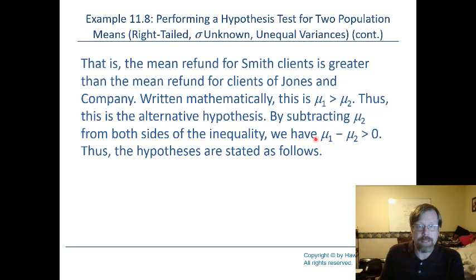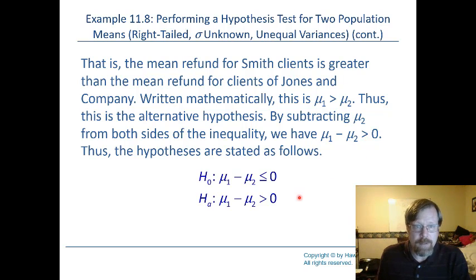As we saw in section 11.1, we can rearrange this so that the means are on the same side, and we've got the difference being greater than 0 as our alternative or research hypothesis. Right, so that is that line there, H sub A, alternative hypothesis. So the null hypothesis, the logical opposite of that, is that difference is going to be less than or equal to 0.